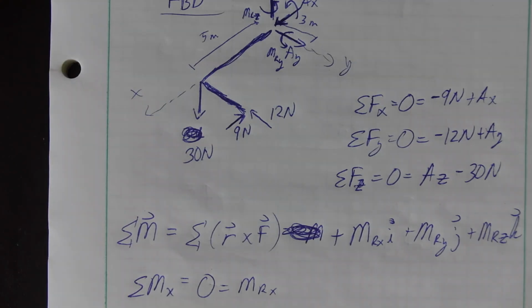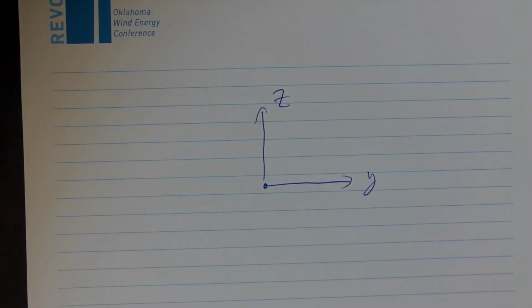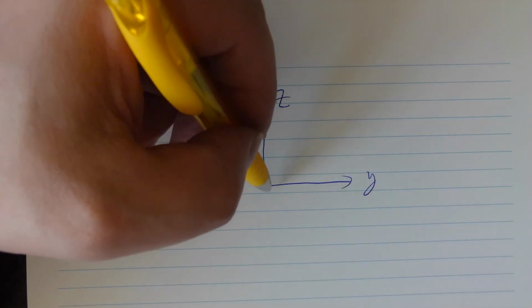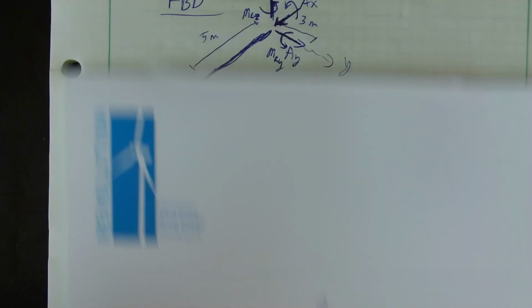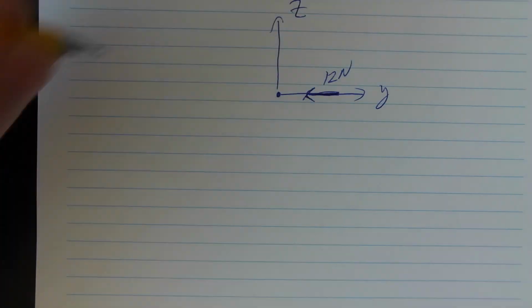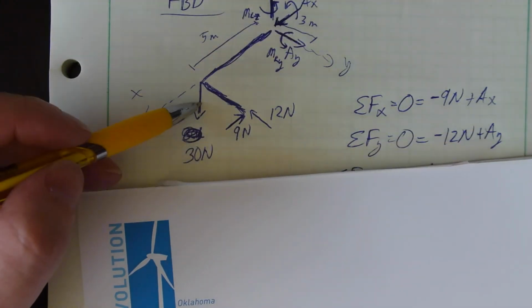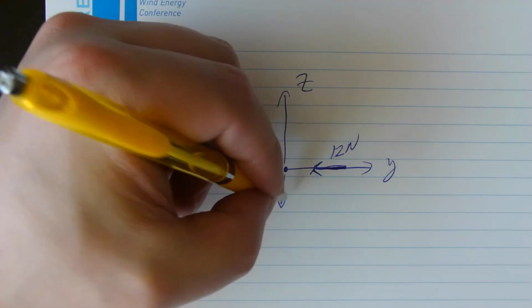Another way to possibly do that, if I pull out a separate sheet of paper, is to look at the y-z plane, and the x-axis is coming into and out of the page. You can't see that, I apologize. But look at the y-z plane, and the x-axis is coming into and out of the page here, right? And what I've got then is this 12 newtons coming down essentially in the y direction, 12 newtons, and I've got 30 newtons going down here.